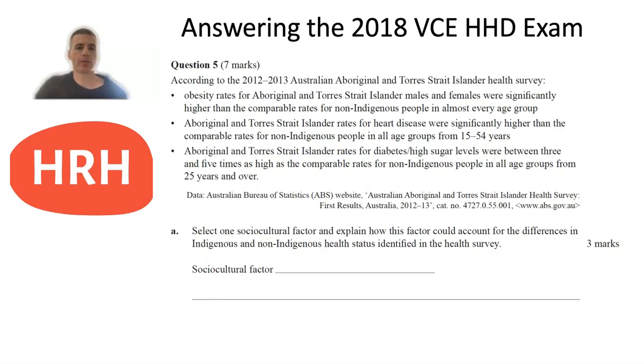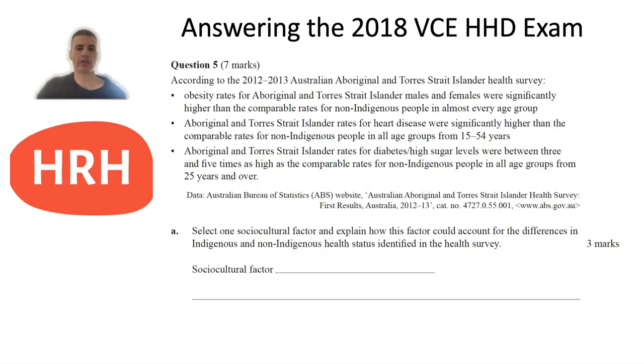After that stimulus material, part A, for 3 marks, was asking you to select a socio-cultural factor and explain how this could account for the differences in Indigenous and non-Indigenous health status identified in the health survey. So there's a few things going on in that question. Number 1, you have to choose a relevant socio-cultural factor, and you have to link that to differences in Indigenous and non-Indigenous health status. Essentially you have to look back up at the survey and think, what are the different diseases mentioned there that I can link to in regards to health status, and how are they different between Indigenous and non-Indigenous Australians?